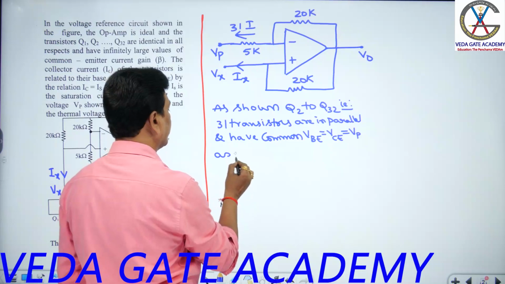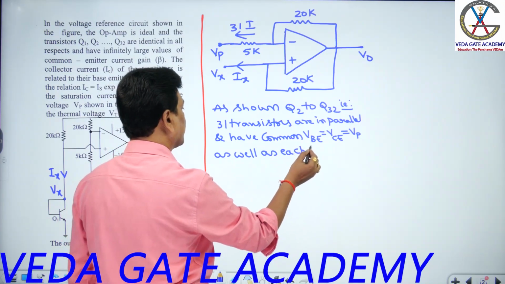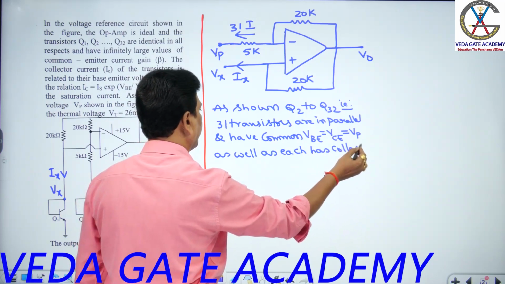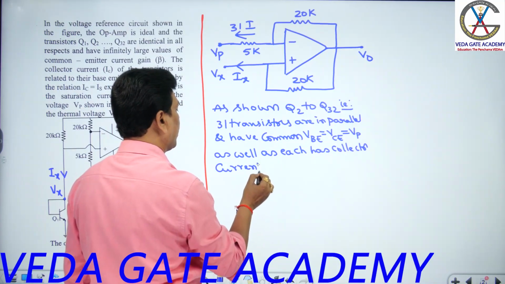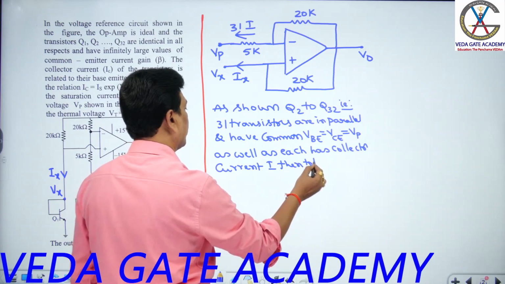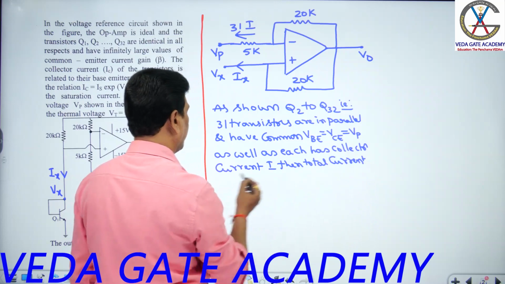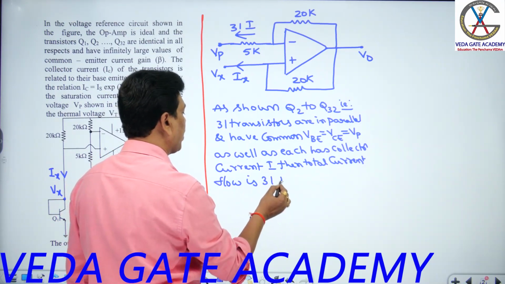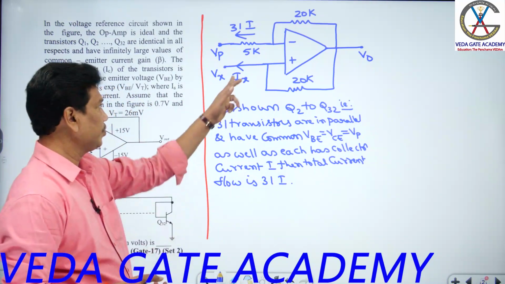As well as each has collector current, nothing but emitter current, collector current I. Then the total current flow is how much? 31I, I call. That I indicate. Got it now?